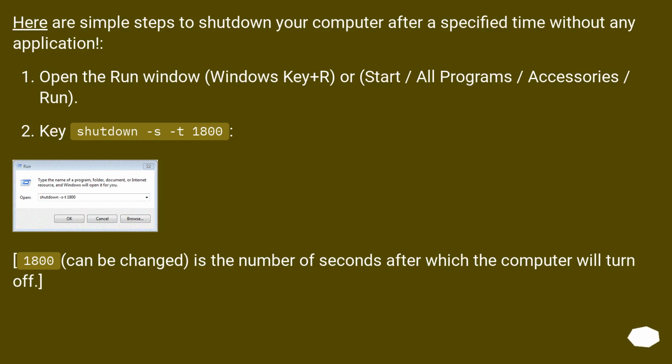Here are simple steps to shut down your computer after a specified time without any application. Open the Run window, Windows key plus R, or Start, All Programs, Accessories, Run. Key in shutdown -s -t 1800.